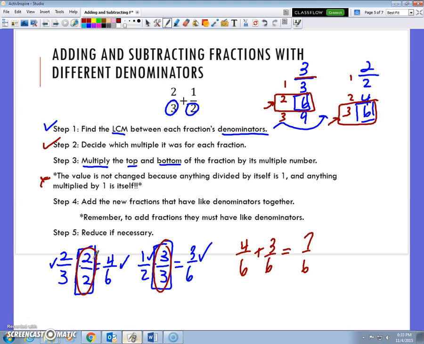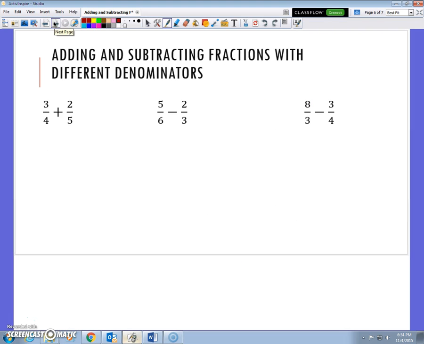So we're going to add our new fractions together, which I kind of jumped the gun on there. And I'm going to reduce if I have to. 7/6 in this case, there's no reducing there. I don't want you to change it to a mixed number. You can just leave it as an improper fraction. That's fine. So what we need to do is practice. That's the key. We need to practice.